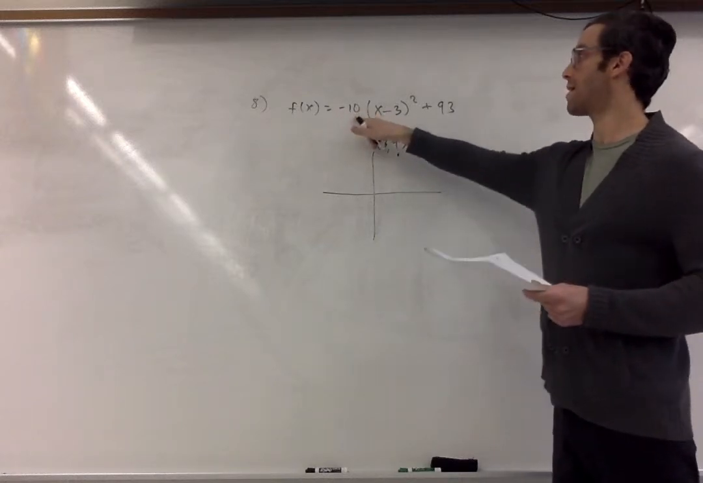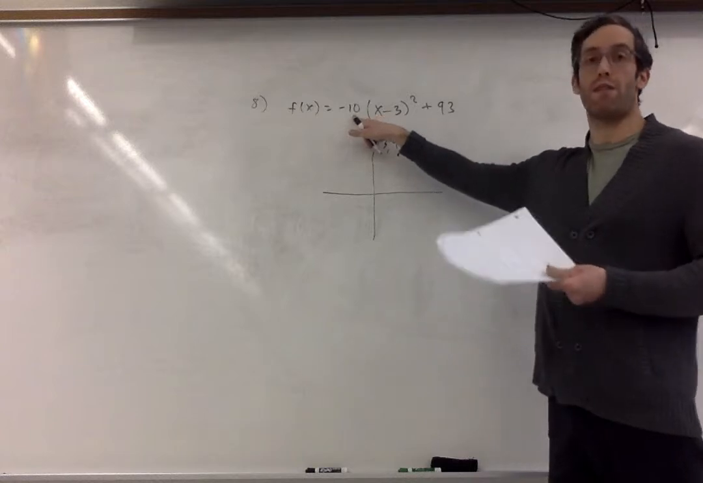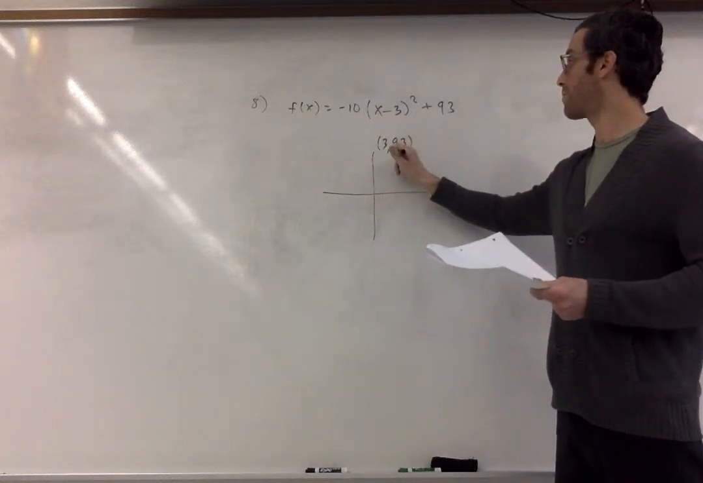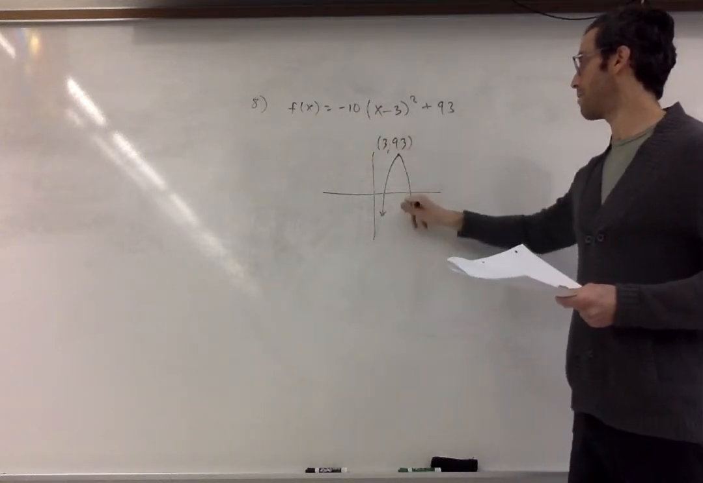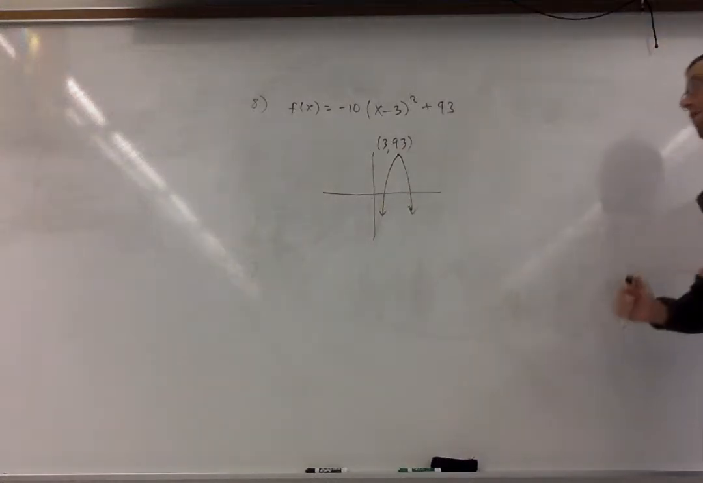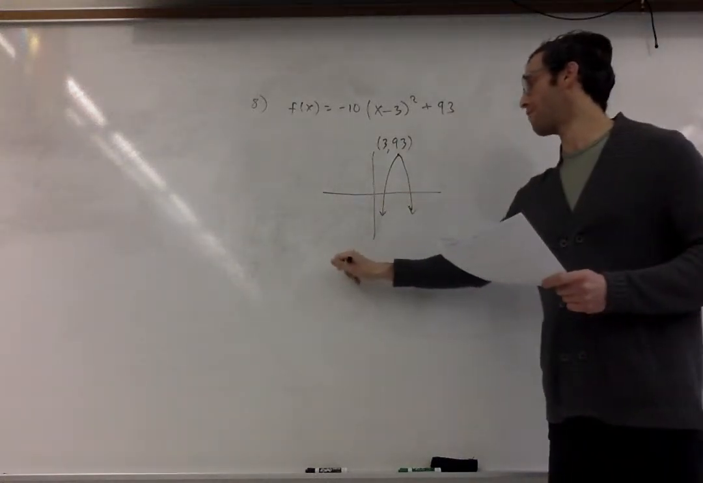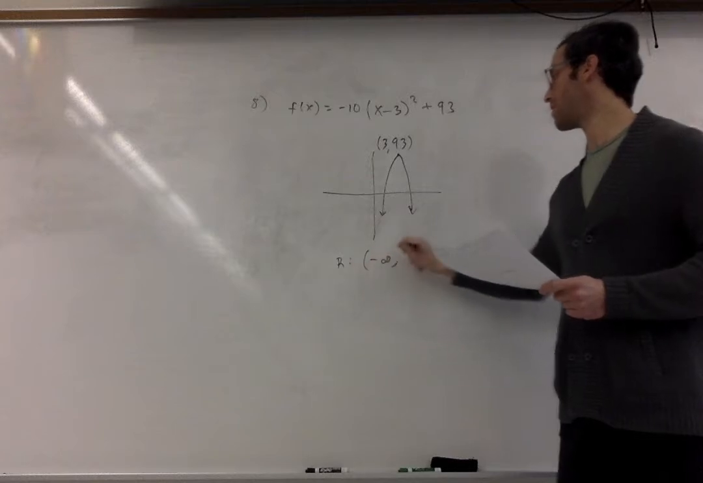And it opens down, right? It's 10 times narrower than the parent function. That doesn't really matter in this problem. But it looks like this. That's more or less the way this graph's going to look. The range we can get from the graph is negative infinity up until 93.